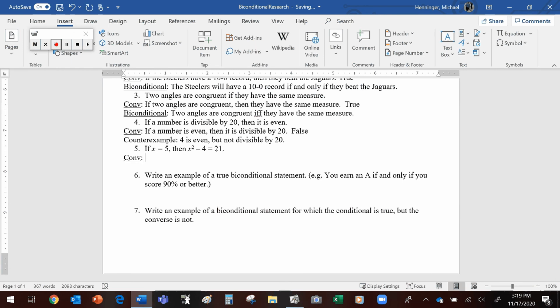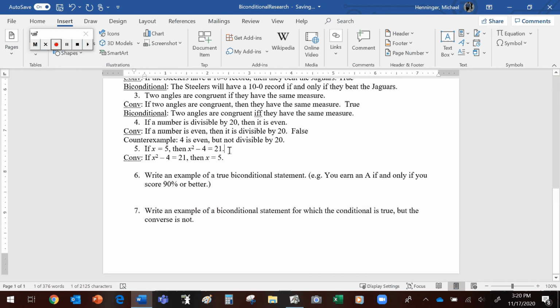Okay, I take the then and I make that my if. So if x squared minus 4 equals 21, then x equals 5. Okay, so if I go back to my original, if I take x and I put 5 in place of x in this sentence, x squared is 25, 25 minus 4 is 21.